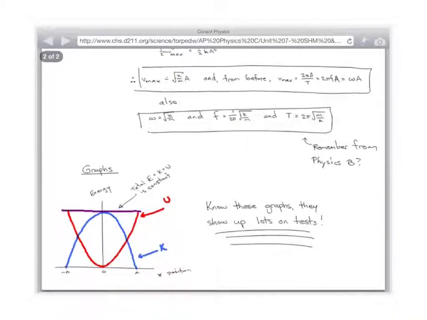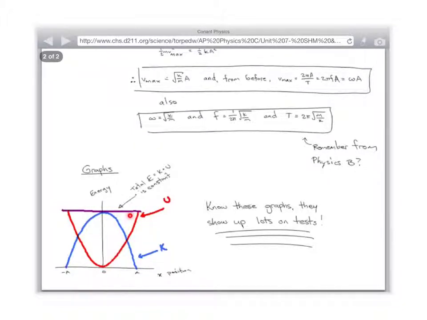Now, graphs. These are something that show up a lot on tests. What is this a graph showing? Why is there a blue line and a red line? One's potential and one's kinetic energy. What shape is the potential energy graph? Parabola. Why is the potential energy graph a parabola? What's the potential energy at point 0? 0. And what happens to potential energy as you go farther out? 1/2 k x squared, right? That's why that's a parabola.